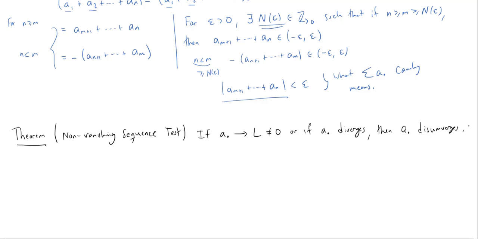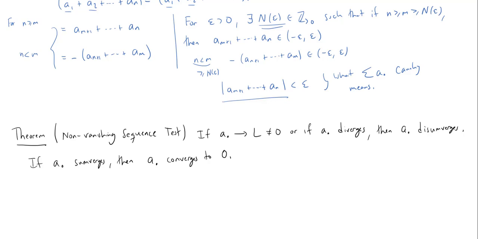Yeah, so you could write this down in the contrapositive way. So you could say, well, if the sum of a_dot converges, then a_dot converges to 0. Okay, so that's the shorter version, but it's not necessarily the best version. It's not the one we're going to use the most.